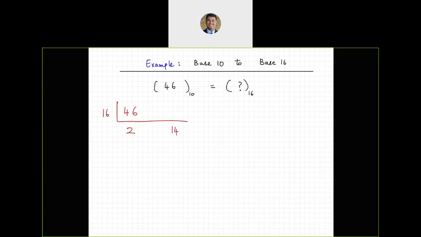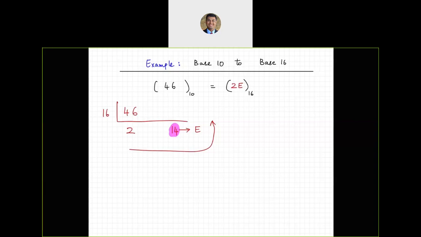So 14 actually is what? F is 15, so 14 should be E. And we write it in the reverse order, right? After we divide. So the answer here should be 2E. So 46 is 2E.